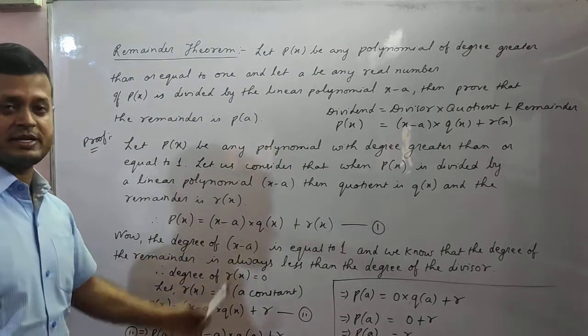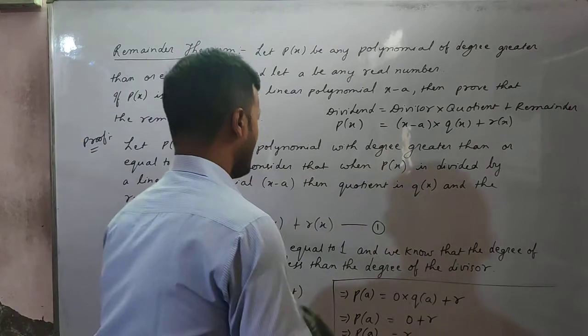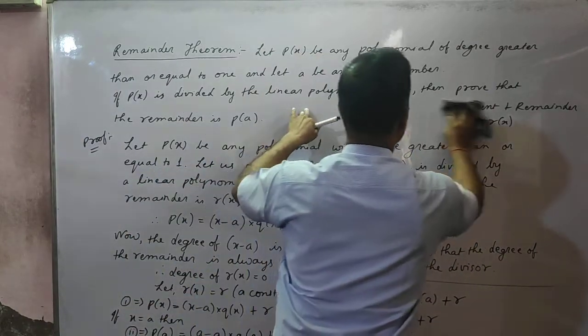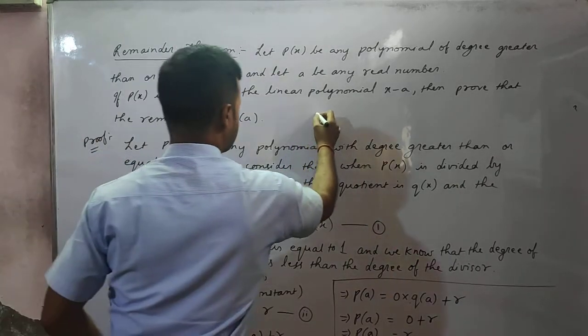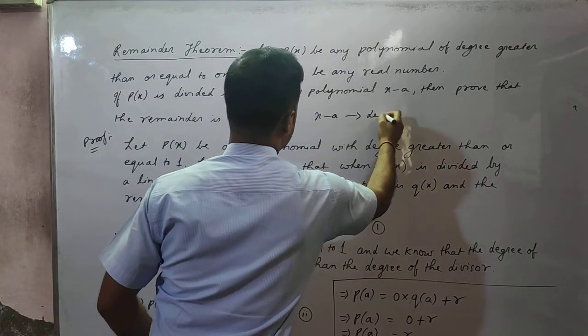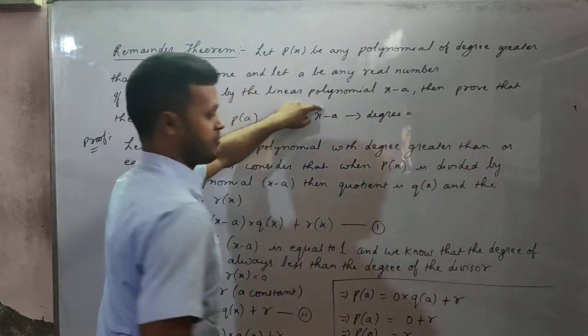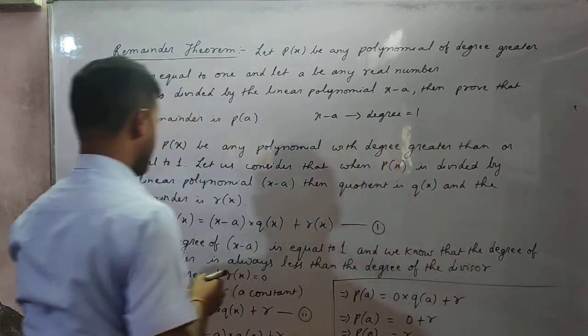Now the degree of x minus a. What is the degree of x minus a? What is the power of x here? 1. So the degree is equal to 1.